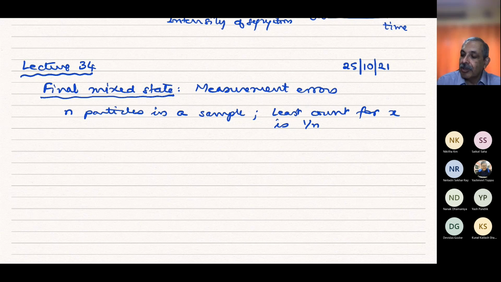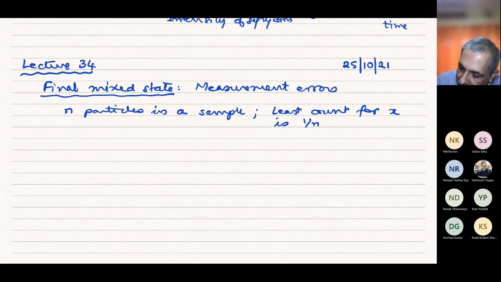So there's a least count of 0.2, that is 1 by n if there are 5 particles. If there are 100 particles, then your least count will be 0.01. So like this, there will be a least count, so you can't really go more accurate than this. So if this is the case, then you can show that the lowest value of your standard deviation at long times, even in the limit of perfect mixing, is going to be equal to just x bar into 1 minus x bar divided by n.